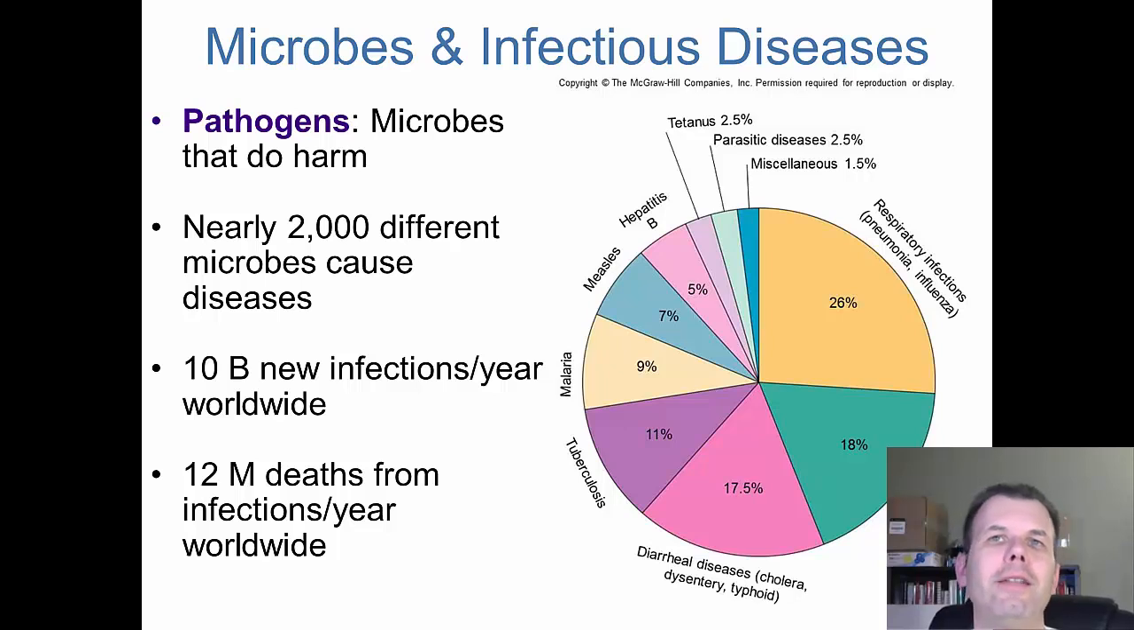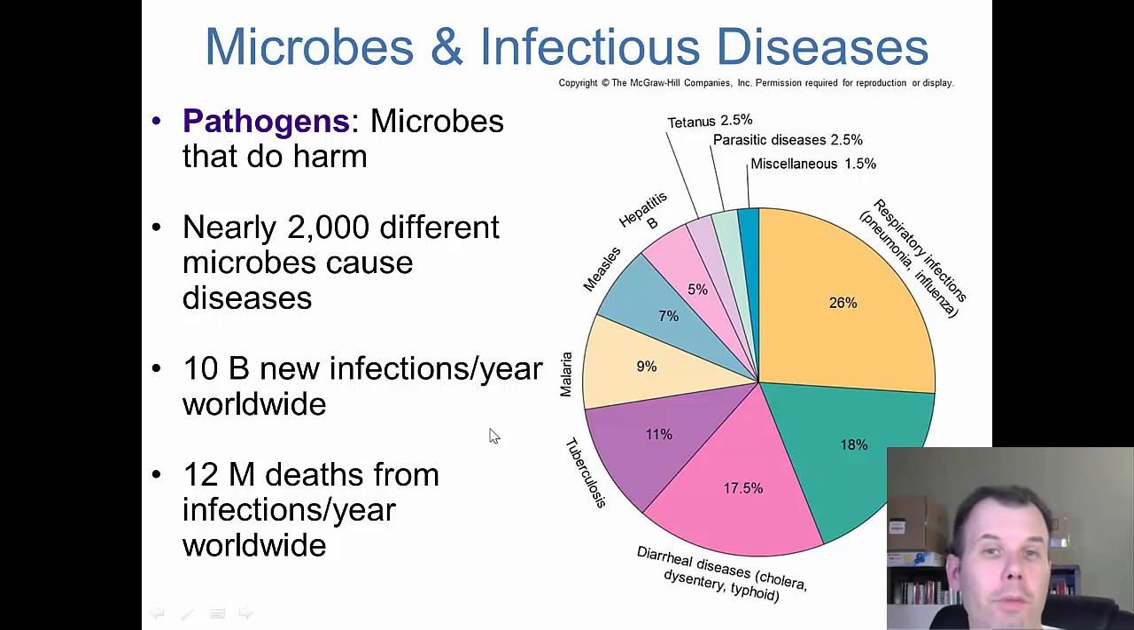Okay, so when we think of diseases, we term these microbes pathogens. Pathogens are microbes that cause or do harm. There are roughly about 2,000 different microorganisms that actually cause disease, and you can see on the right side how many different diseases are actually out there. Not every disease out there is caused by microorganisms, but for the most part, these are the main diseases that we see that are caused by infectious particles. Roughly 10 billion new infections every year worldwide.